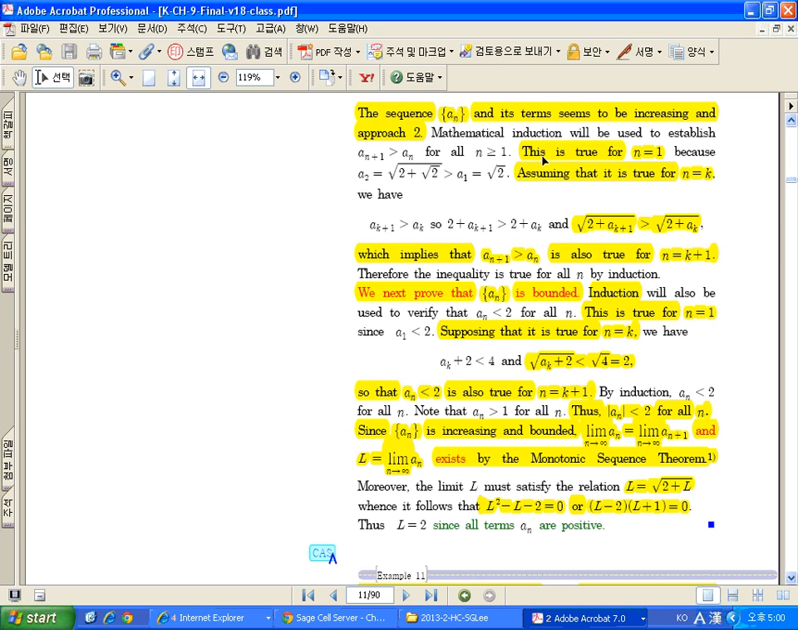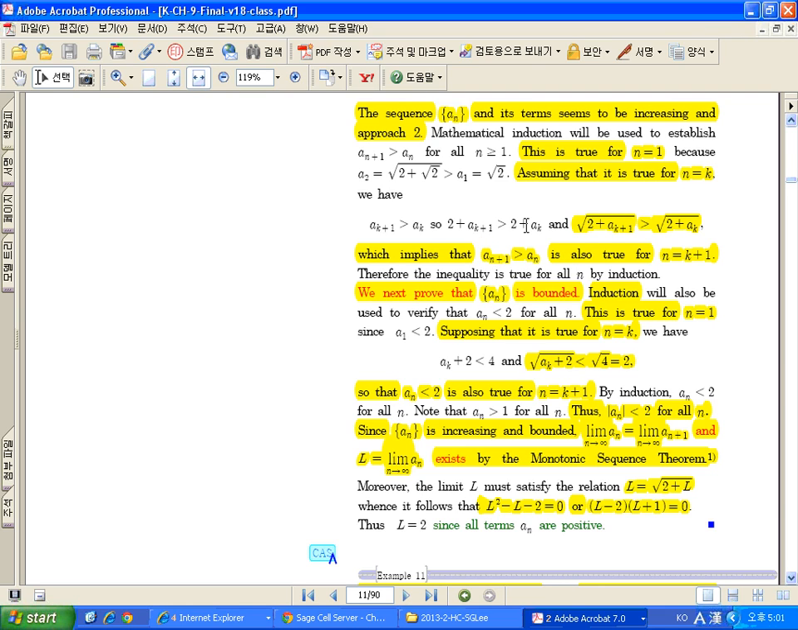The starting point is to assume true for n equal to k, after showing it is true for n equal to 1. It's true because a2 is always bigger than a1, since we are adding some number over the square root of 2. So assuming that it is true for n equal to k, we have to show it is true for k plus 1.